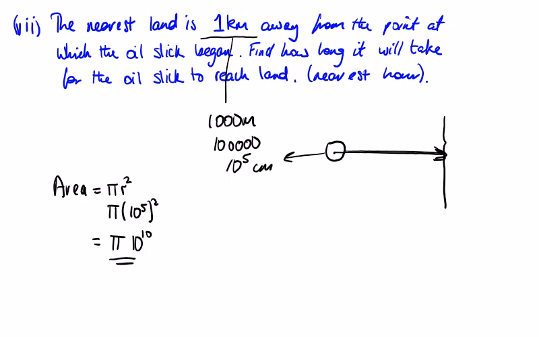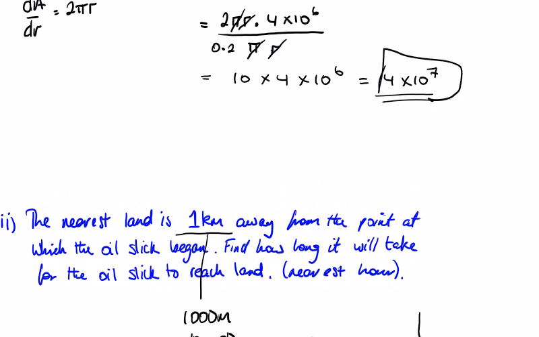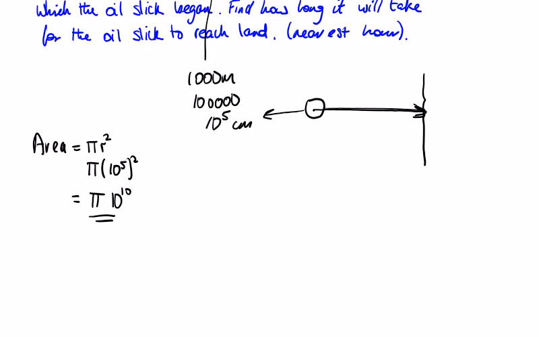And if we have the speed, or the rate, which was the last question, wasn't it? The rate at which it's getting there is 4 by 10 to the power of 7. So the distance it has to travel is pi by 10 to the power of 10. And the rate at which it's traveling at is 4 by 10 to the power of 7. So that's going to give me pi by 10 to the power of 3 over 4. And that's going to be 1,000 pi.